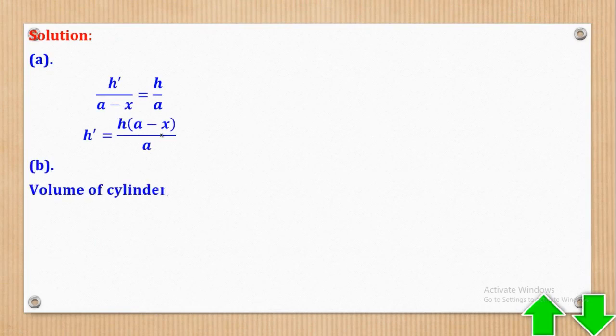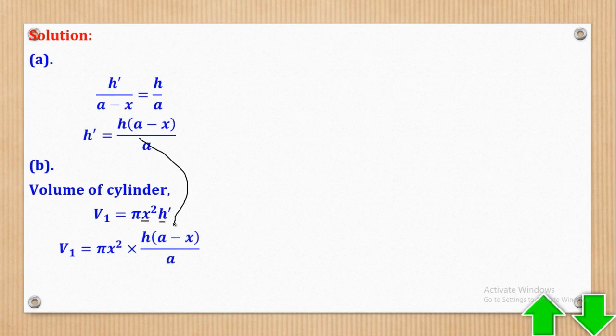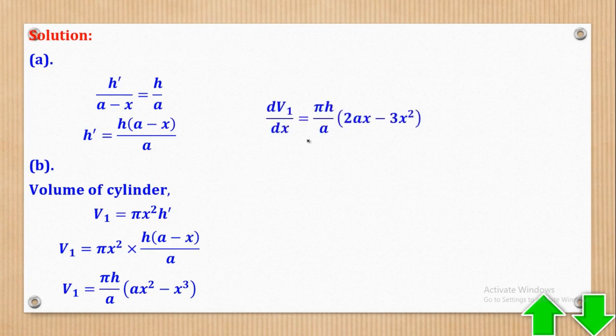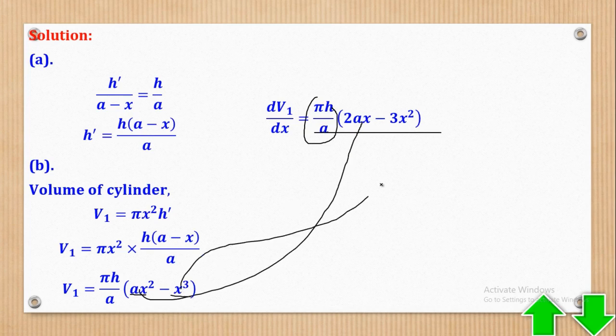Then for part B, we shall say that volume of the cylinder is given by pi r squared h. Now our r is x and our h is h prime. Therefore, when I substitute for h prime, I'll come up with that. Then I can factorize out, because this pi, this and this are constants. Now these are the variables, that's why they are inside. Therefore, I can now differentiate with respect to x. When I differentiate v, I'll come up with this, because this is the constant, we leave it. Now differentiate a x squared, I'll come up with 2ax. Differentiate x cubed, I'll come up with 3x squared.